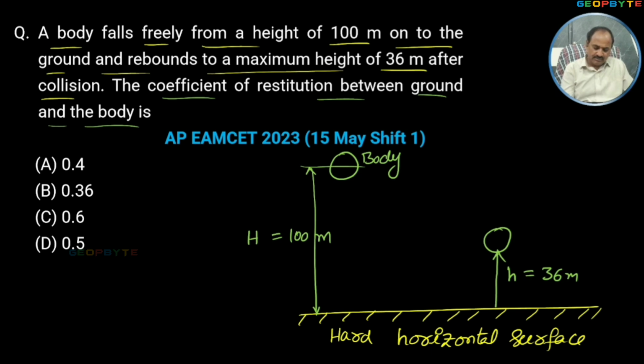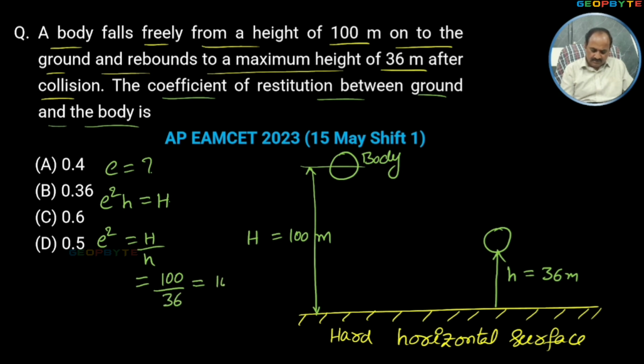What is the coefficient of restitution e? Very simple. As you know, e square into small h equal to capital H. This relation we have already discussed. From this, e square equal to capital H by small h. Capital H is 100, small h is 36. It can be written as 10 square divided by 6 square. So e square equal to 10 by 6 whole square. Wait, it should be reversed, no?